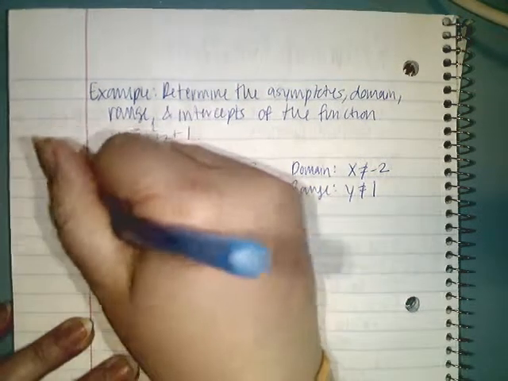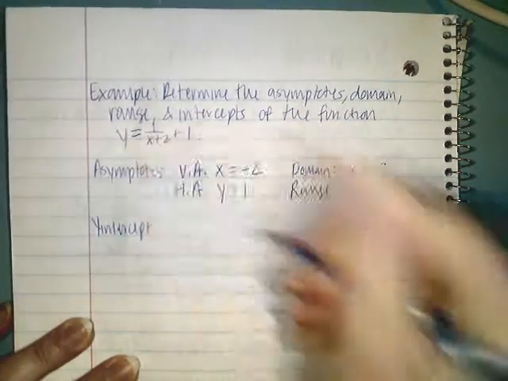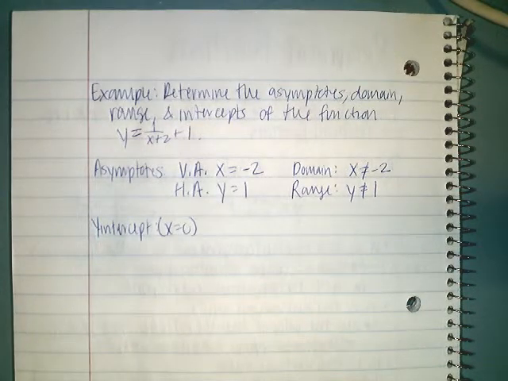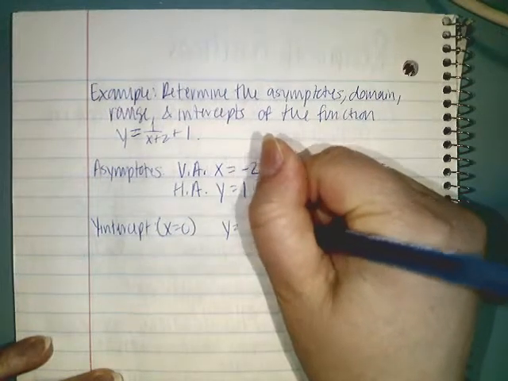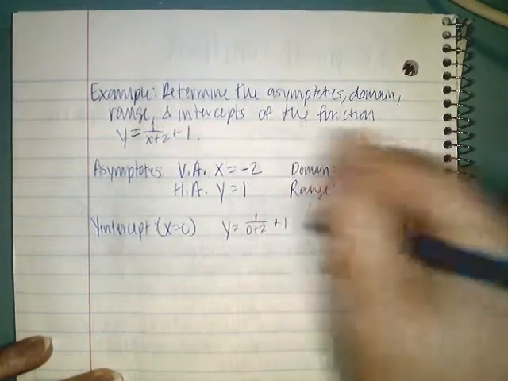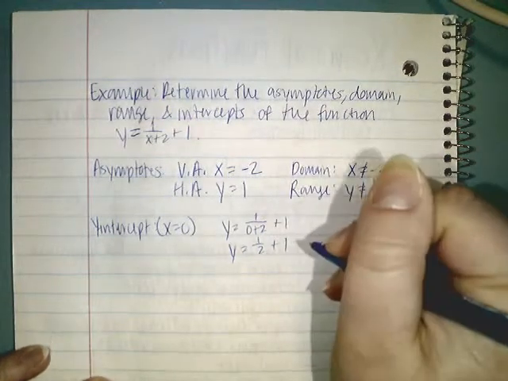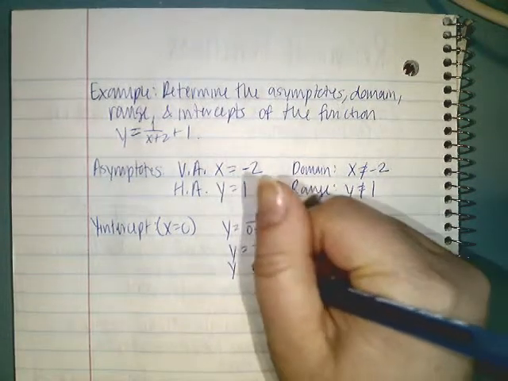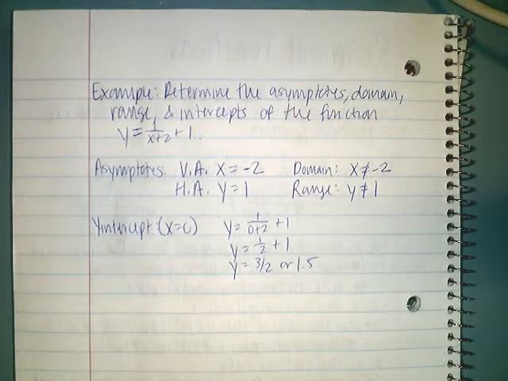Now I'll find my intercepts. So I'm going to start with my y-intercept. And this is always when x is equal to 0. If you forgot that key point about intercepts, y-intercept is when x is 0, x-intercept is when y is 0. That's how we're going to solve it out. So all I'm going to do for the y-intercept is plug in 0 for x. So I have y equals 1 over 0 plus 2 plus 1, which becomes y equals 1 over 2 plus 1, which is just 1.5, or 3 over 2, or 1.5. However you want to write that.